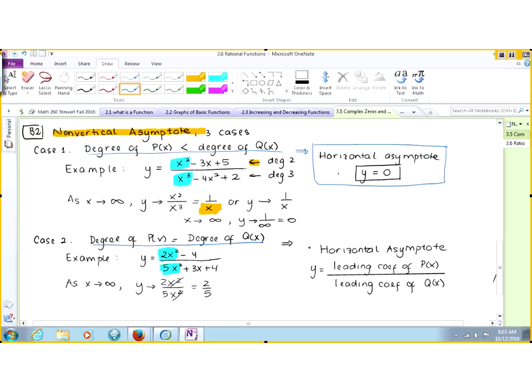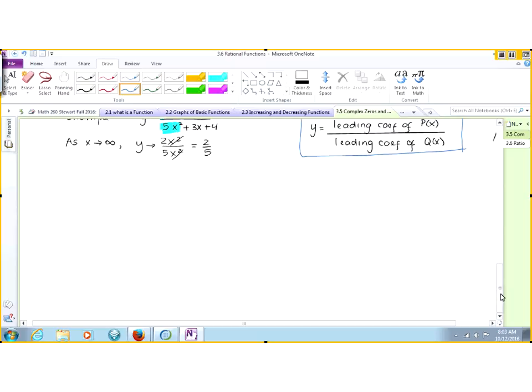So if the degree of p of x is equal to the degree of q of x, then we still have a horizontal asymptote, and the equation is y equals the leading coefficient of p of x divided by the leading coefficient of q of x. Are we okay? One more case. Actually, there are more, but the most common ones are 3 cases. So next one.